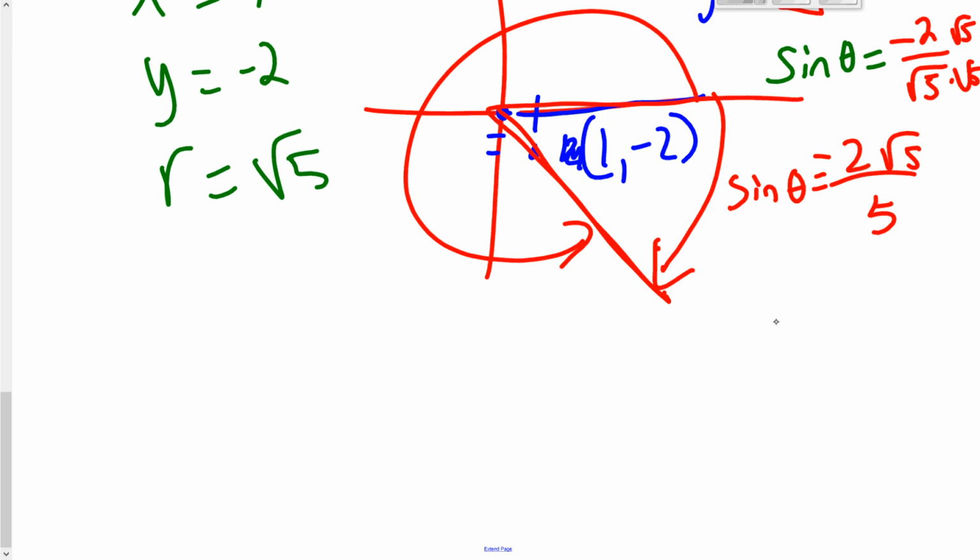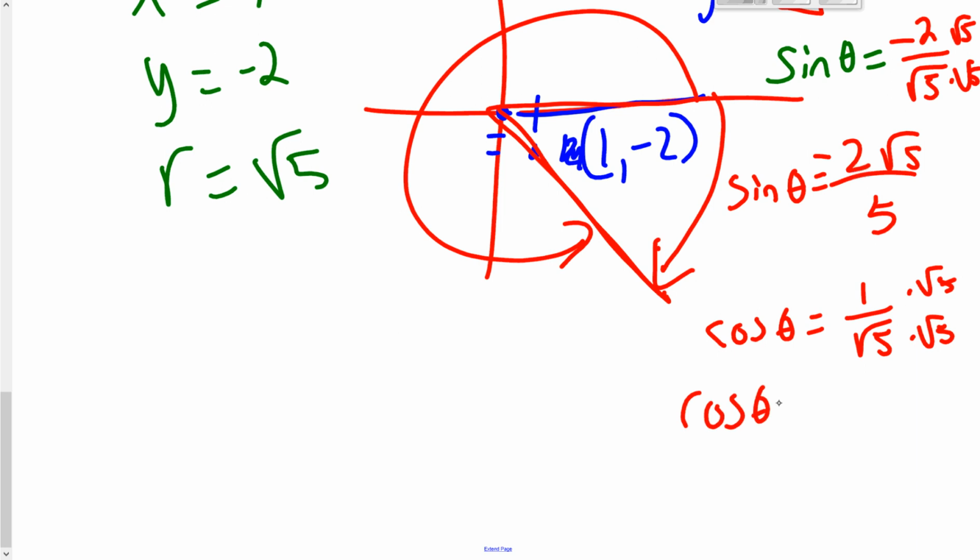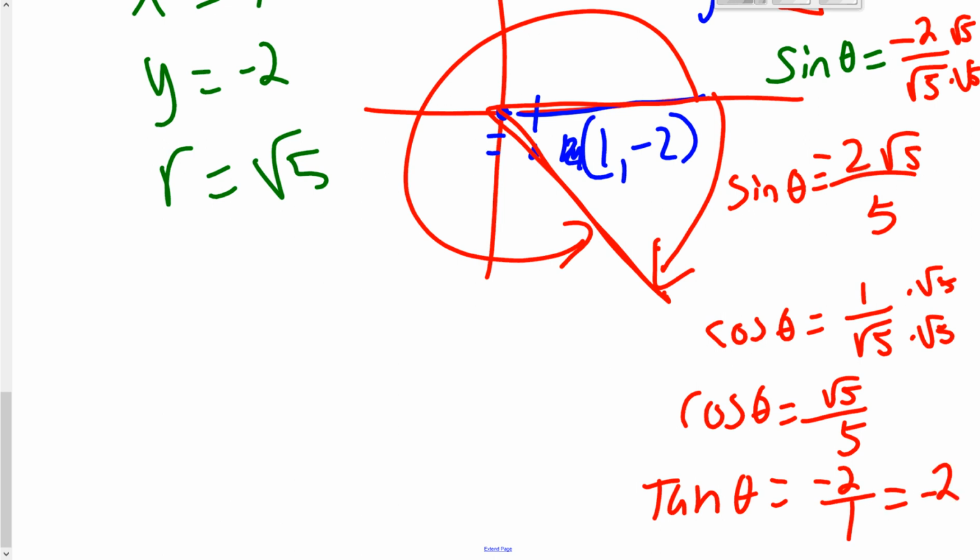Now we can switch to our x. To find cosine, it is 1 over square root of 5. Rationalize that. So cosine of theta is equal to root 5 over 5. And then tangent of theta is our y over x, which is negative 2. So we were right. Now we can do the reciprocals.